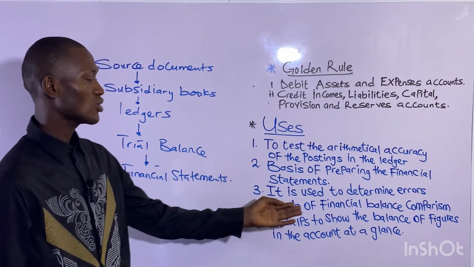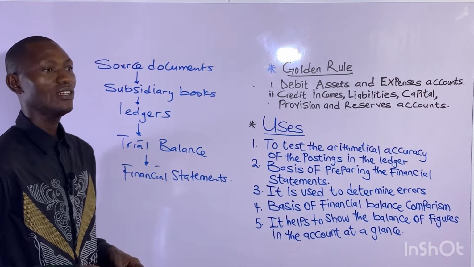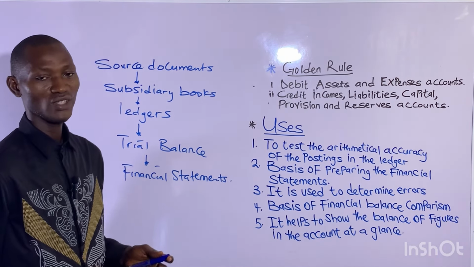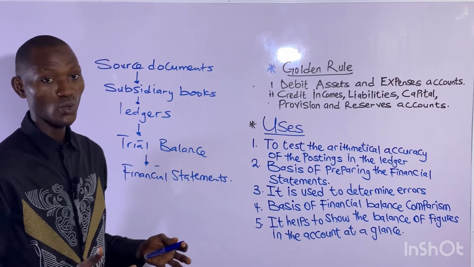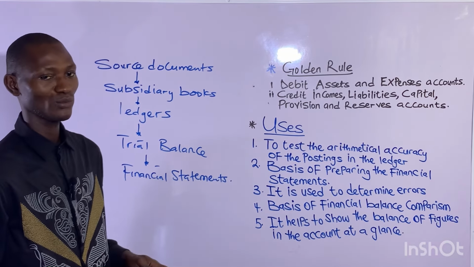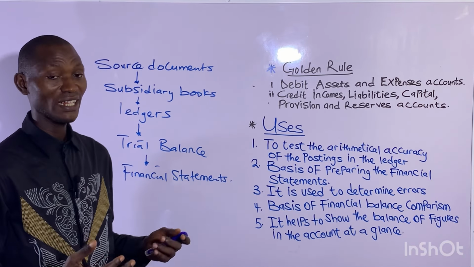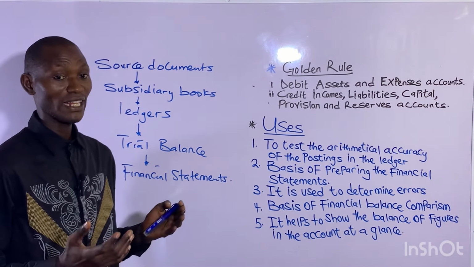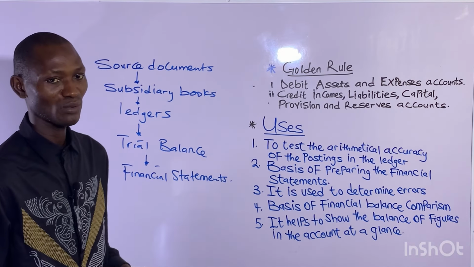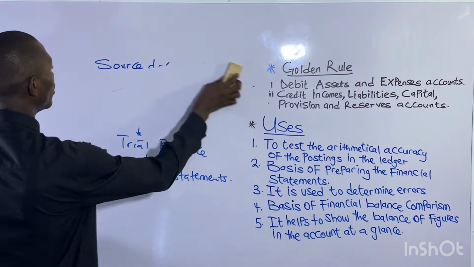Next, it is used to determine errors. The trial balance is used to determine errors. Now, I did say earlier that when the two sides of the trial balance are extracted and are equal, it does not mean there are no errors in the books. And also, when the two sides of the trial balance are extracted and they are not equal, it also means there are errors in the books. So let me also demonstrate that on the board for everyone to see.